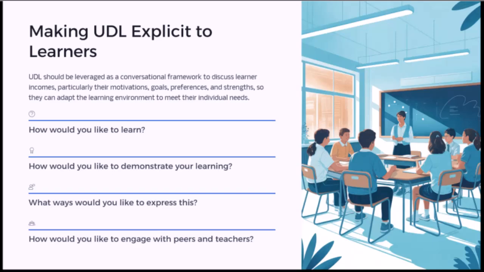There may be a discussion about how different students like to learn. How would they like to demonstrate their learning? In what ways would they like to express this? In what ways would they like to engage with their teachers or peers? How often? Would they like to talk to them? Would they like to write information or draw information? This provides opportunities for us to make universal design for learning explicit and facilitate a broader conversation about learning opportunities and choice.